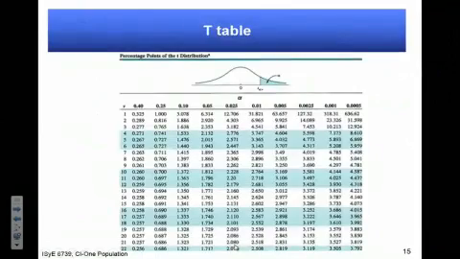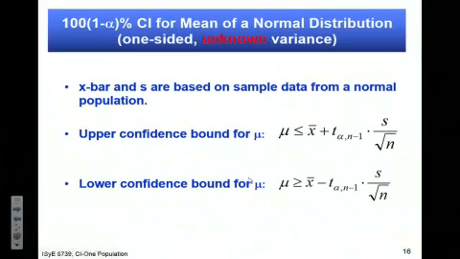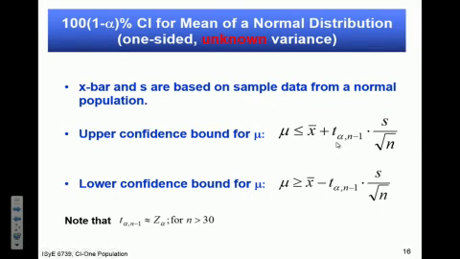Okay. What if you're interested in one-sided? That's, again, easy. You just replace alpha over 2 with alpha. And as you can see, when n is large, you can approximate t with z.